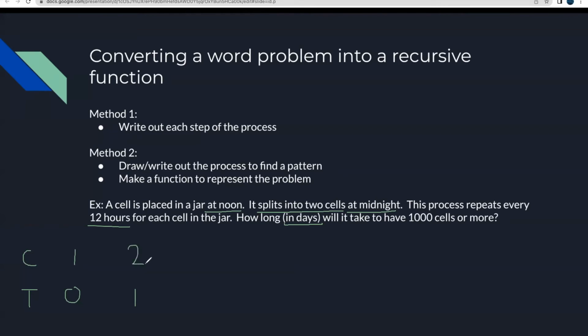It splits into 2 cells. And then this process will repeat. So for the next one, these 2 cells are going to split into 2 more cells. So we're going to get 4. And then 8, and so on and so forth. So you might notice that, well, this looks like 2 to the power of 0, 2 to the power of 1, 2 to the power of 2, and 2 to the power of 3.